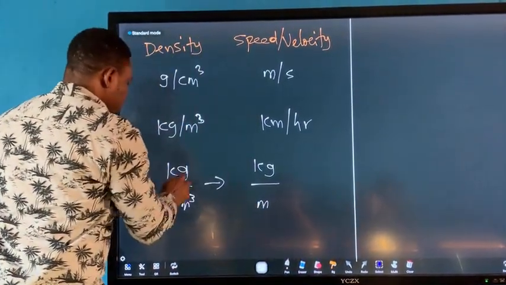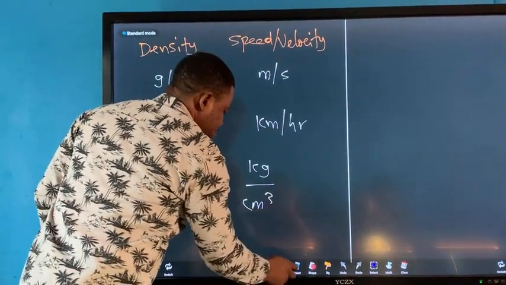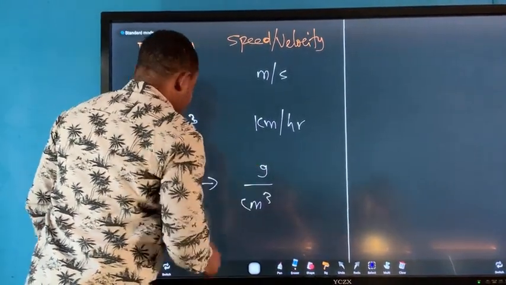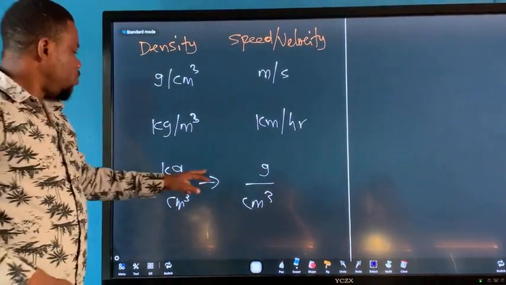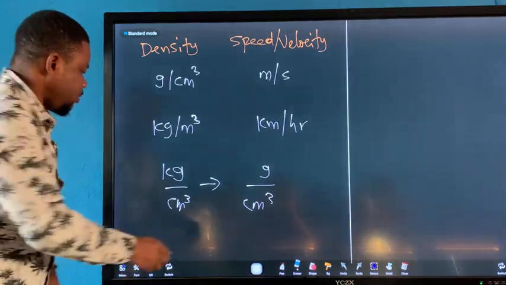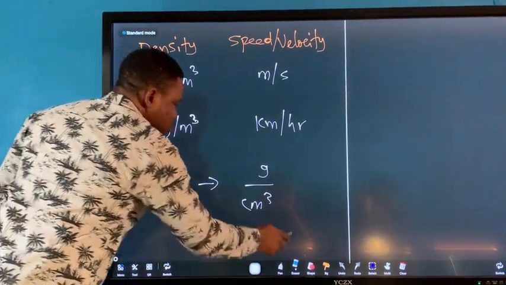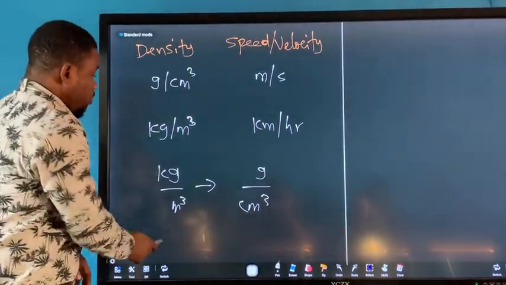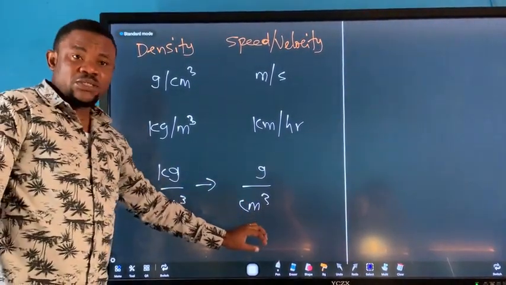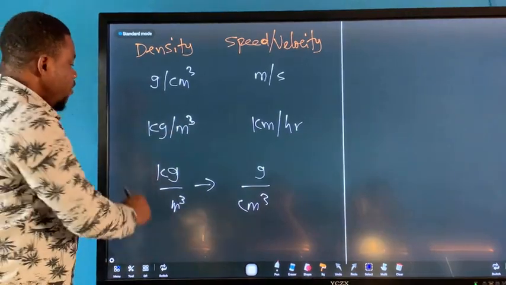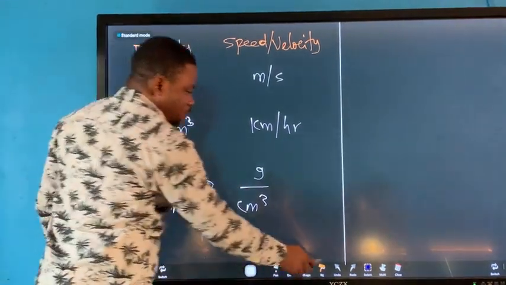Let me make it easier for you. Let me do kilogram to gram. The meter cube to what now? To centimeter cube. Are you ready? Kilogram per meter cube to gram per what now? Centimeter cube. Take note. From kilogram to gram, we've done that before.